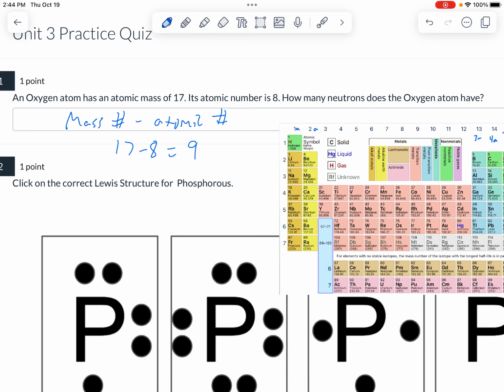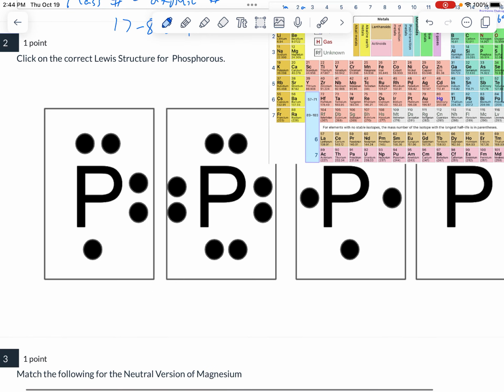So this one does have some different numbers in it. So if you didn't have 17 and 8 in there, you might have had a different number, but this is how you do it. You take the bigger number, the mass number, and you subtract out the 8, okay? So you should have got something like that for the first one, question number 1.